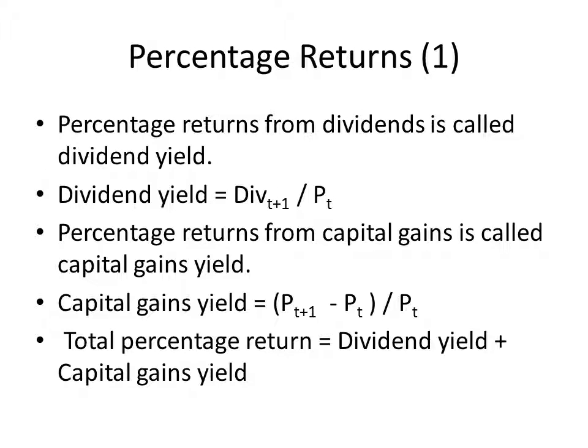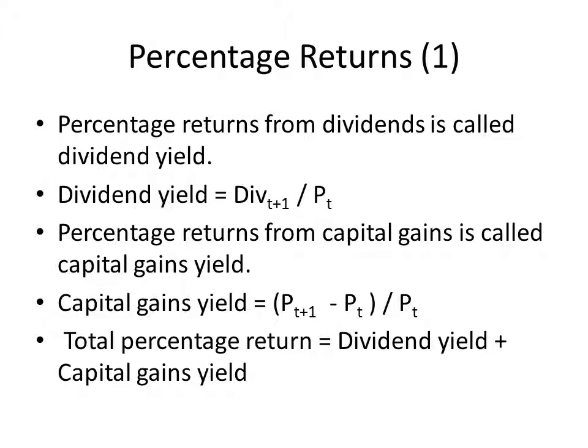So that's the problem with dollar returns. It doesn't give you any information about your return compared to the amount you had to invest to get that return. So now we need to look at a measure that takes care of this problem of comparison with the amount invested, and that's called percentage returns. And once again, we get returns from both dividends and capital gains.